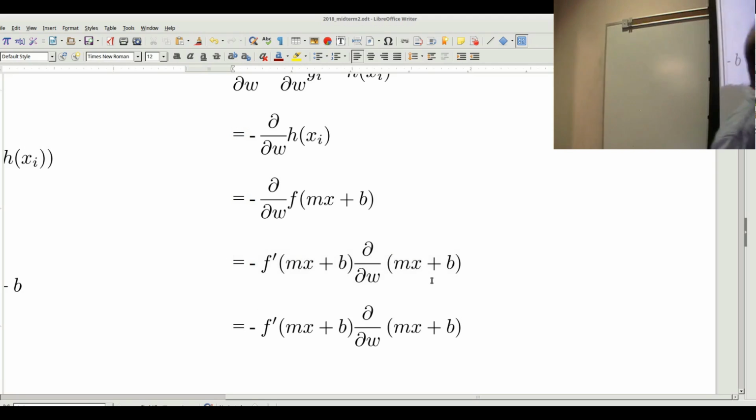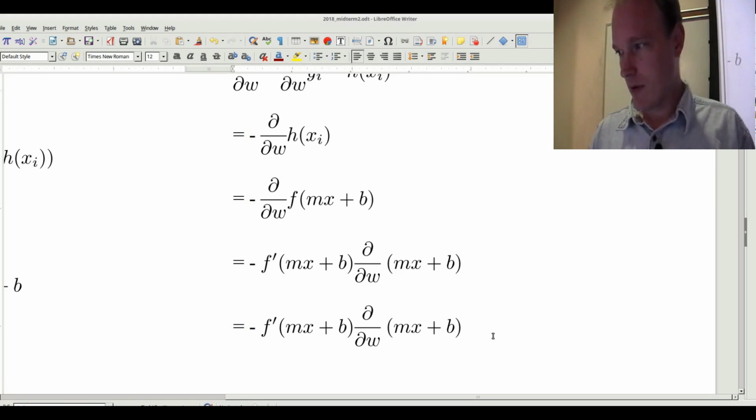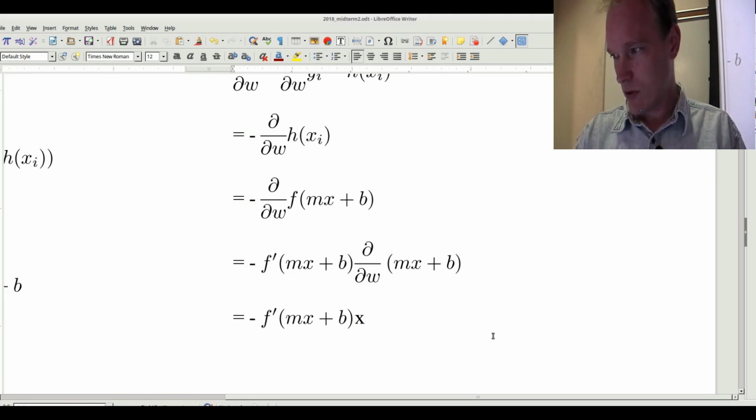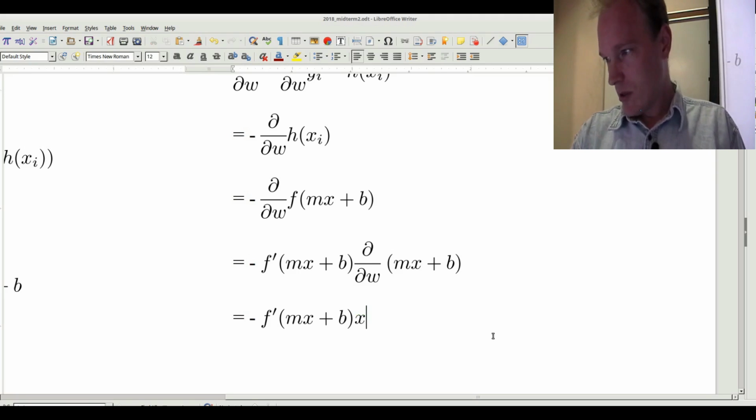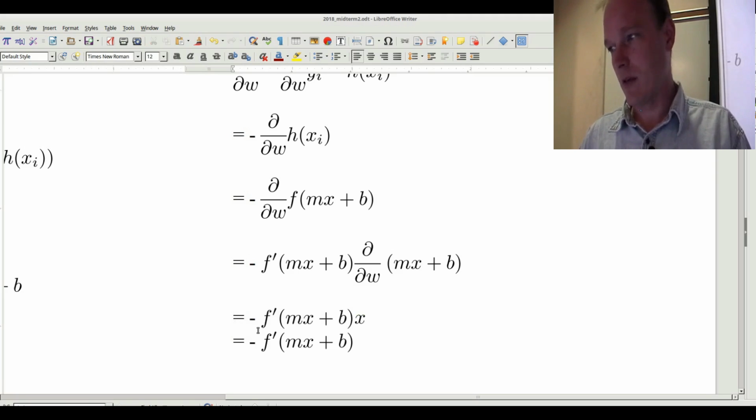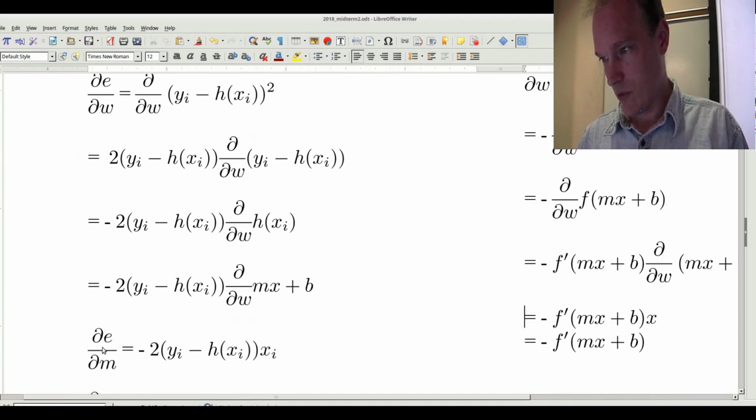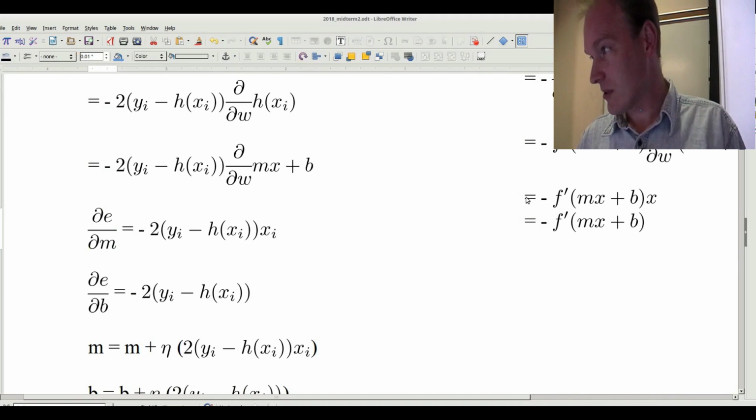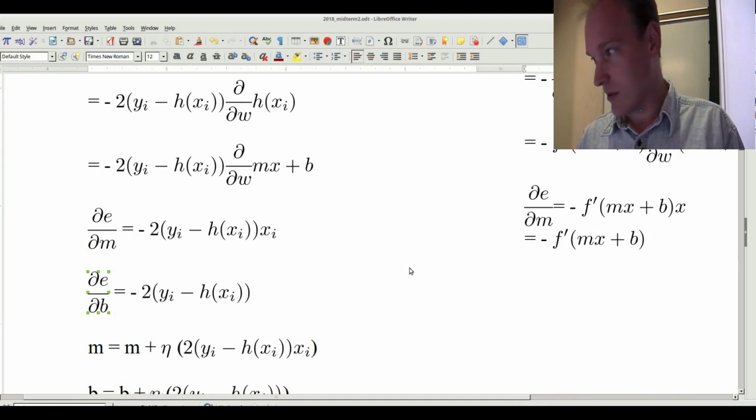Now, what is the partial derivative of, well, we're going to do it with m and we're going to do it with b. So if w means m, what's the partial derivative with respect to m of mx plus b? It's x. And in the other case, what is it with respect to b? 1. And now let me come over here and still these things so I can make a mental note of what we've actually done here.